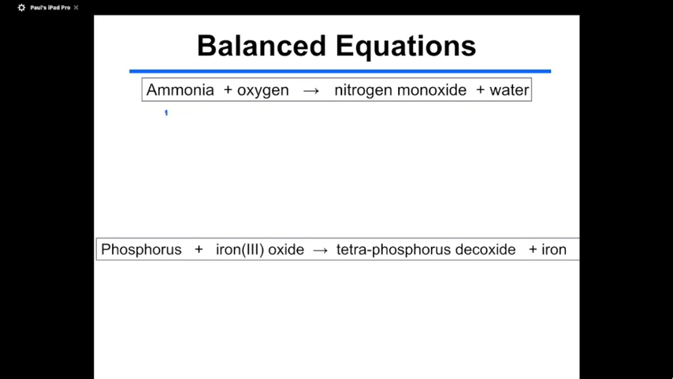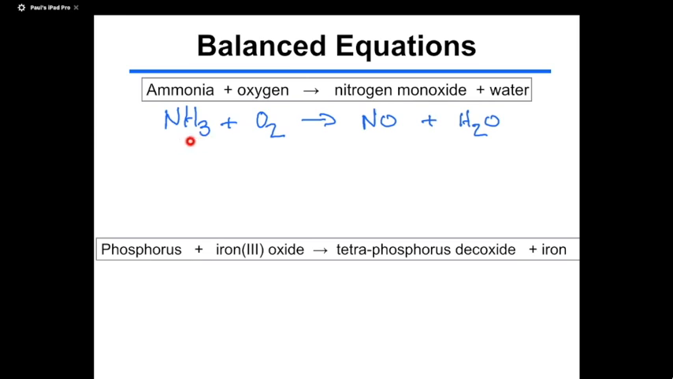Ammonia, common name, plus oxygen, diatomic, yields nitrogen monoxide, oh no, plus a common name, water. Okay? Now, as I look at this, I see something.